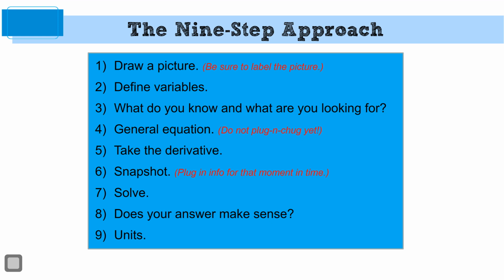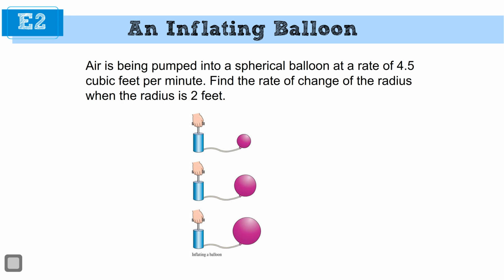Okay, you ready for this fun? This is going to be a blast. We'll start with something easy. We're going to inflate a balloon. Air is being pumped into a spherical balloon at a rate of 4.5 cubic feet per minute. Find the rate of change of the radius when the radius is 2 feet. Now the weird thing is everything that you need is in those 2 sentences. What you have to do is decipher all of that fun stuff.